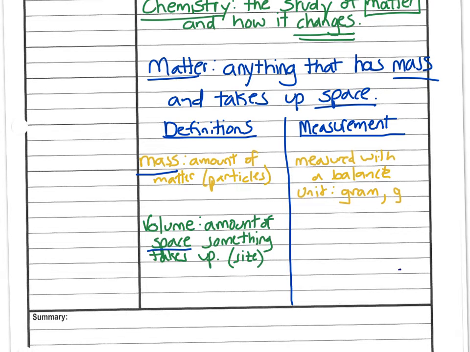Sometimes though you have an irregular object, and so we do something called water displacement, where we measure how much water we had to begin with, we stick the object in the water, and we measure how much water we have now, and then however much the water gained, that's the volume of the object. So there's a bunch of different ways that you could do it.